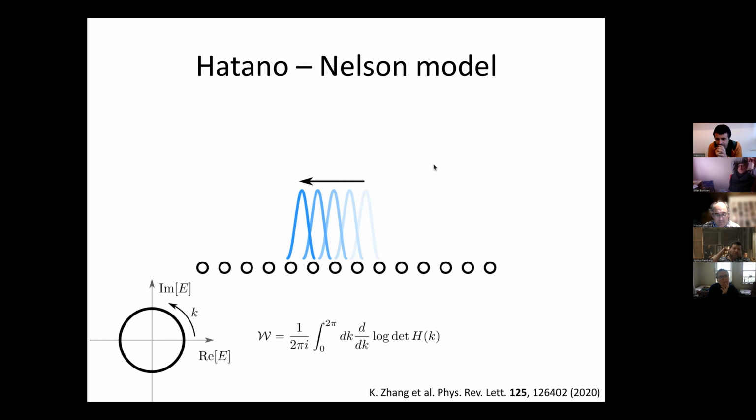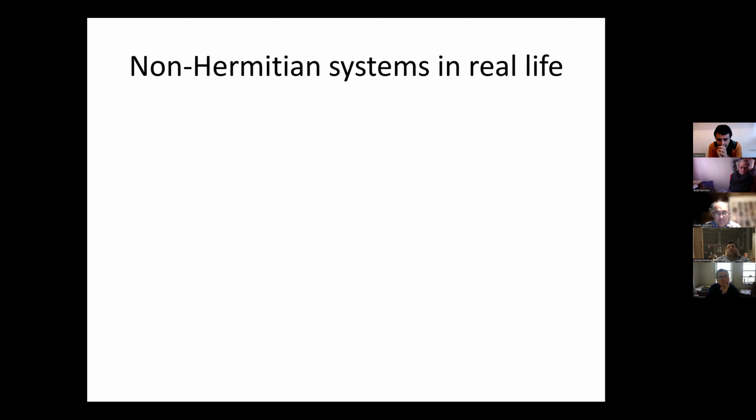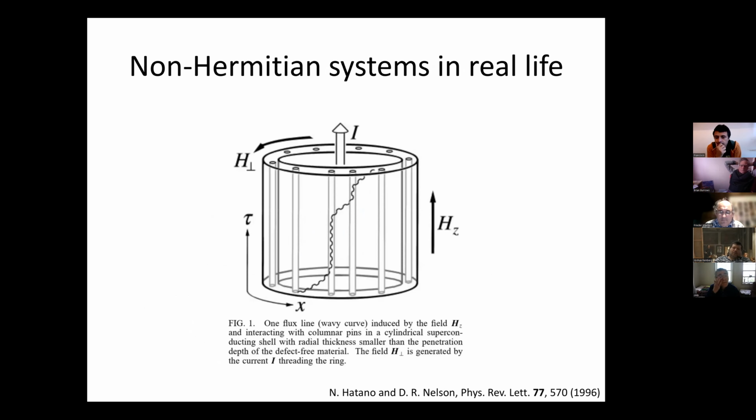Okay, so when Hatano and Nelson wrote this model, they were thinking about a system which exists in real life. And the system they were thinking about looks like this. So this is how the Hatano-Nelson model might look like in a real life system. This is a figure from their paper.